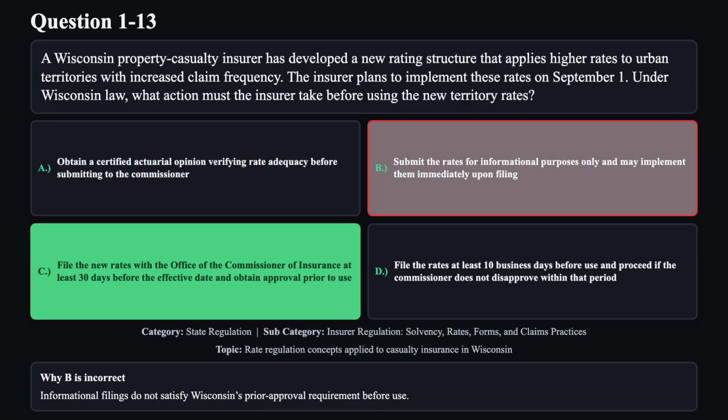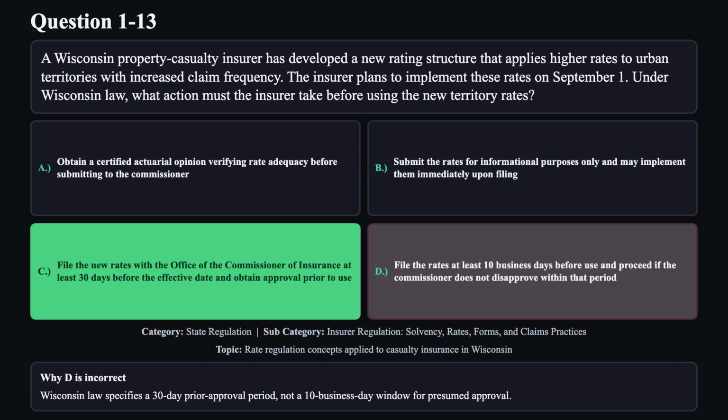Reason B is not correct. Informational filings do not satisfy Wisconsin's prior approval requirement before use. Reason D is not correct. Wisconsin law specifies a 30-day prior approval period, not a 10 business day window for presumed approval.